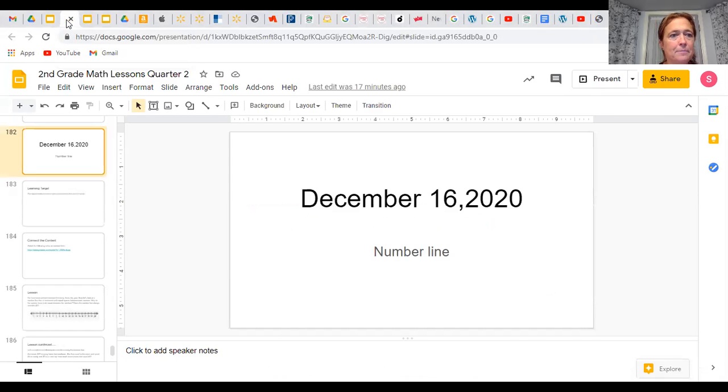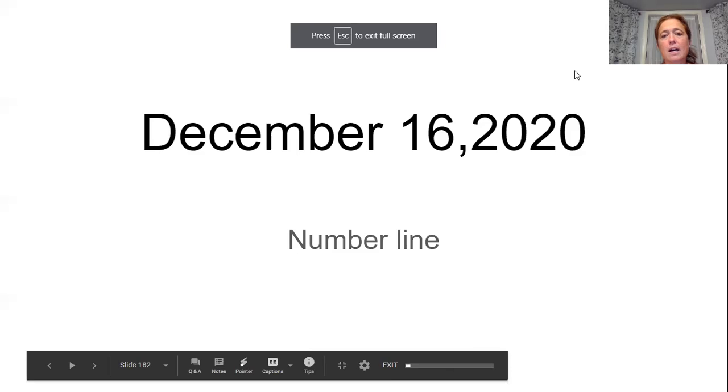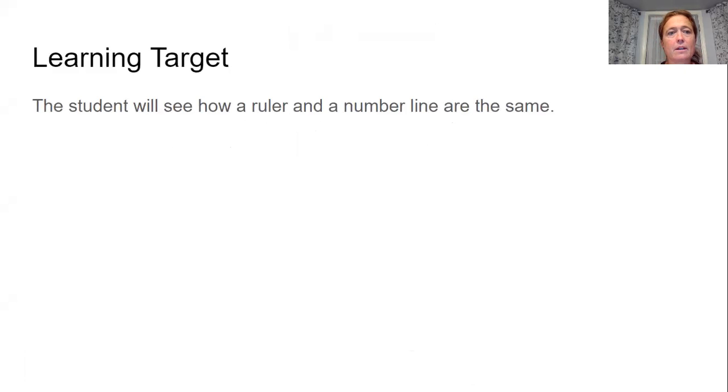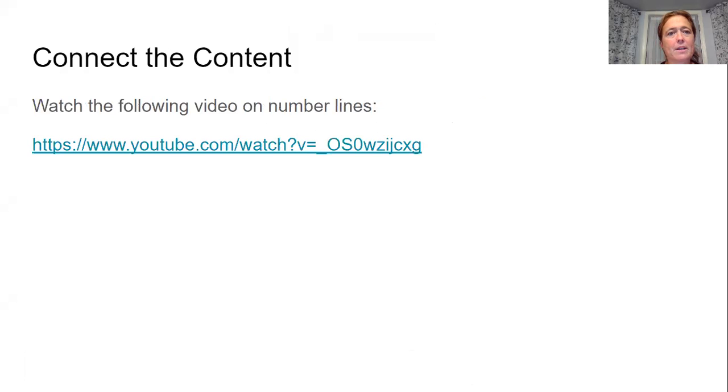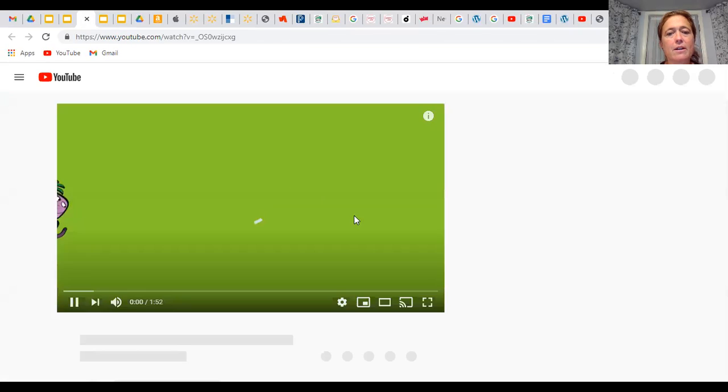Okay. So today we are working on number lines. In the past, we've used an open number line. Today, we're going to work on using a number line that has equal spacing and numbers on it. Our learning target is the student will see how a ruler and a number line are the same. Let's begin by watching our video.